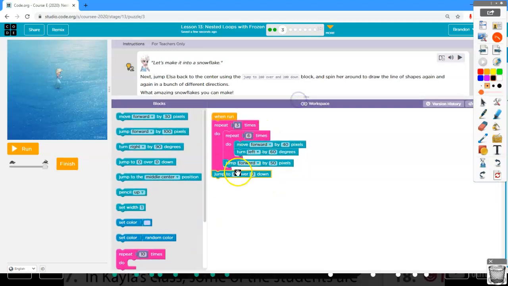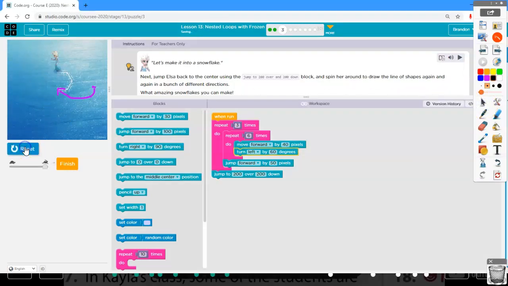So let's give it a try here. It says we need to jump to 200 over and 200 down. So we're going to jump after we're done drawing the shapes. So we'd end up right here maybe. We're going to jump all the way back to the beginning. This 200 by 200 is where our starting point is. And look, she came right back.